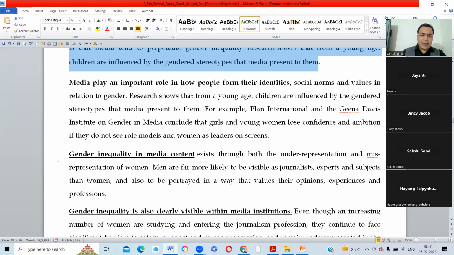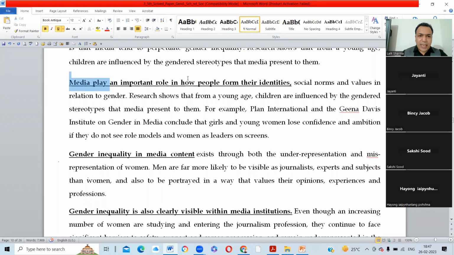So media play, and look, I have made the different points. I have underlined that, okay, so that if you write such type of questions, you get more and more marks, right guys, instead of writing in a paragraph. Okay, so I have made the different points. Media play an important role in how people form their identities, right guys?